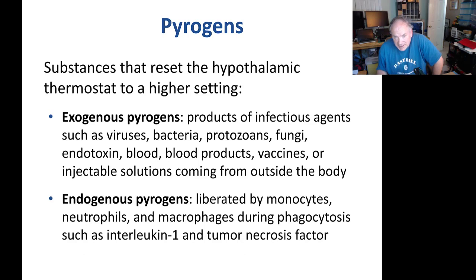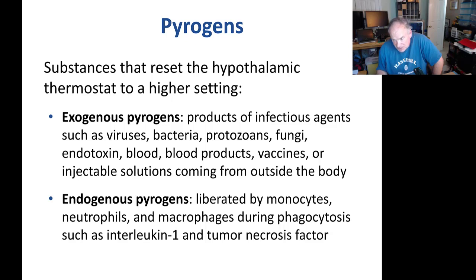When you get that high, substances that reset the hypothalamic thermostat to a higher setting are pyrogens, things that actually cause fever. Pyro means fire, like a pyromaniac, somebody who likes to play with fire. These are things on the outside, products of infectious agents such as viruses, bacteria, protozoa, like this virus that we're dealing with now, which triggers a fever response. Also fungi, endotoxin, blood products, vaccines, or injectable solutions.